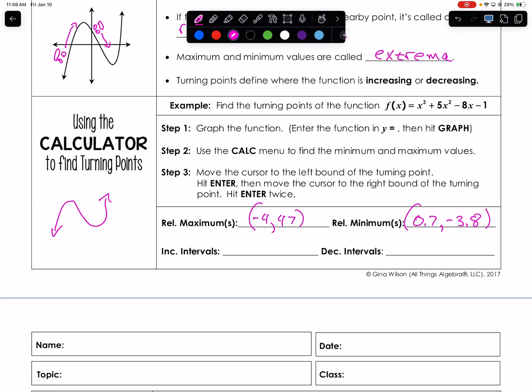Okay, so when we do intervals, are we talking about x values or y values? X values. So if you forgot that because you're a knucklehead, write x values down here so you remember.